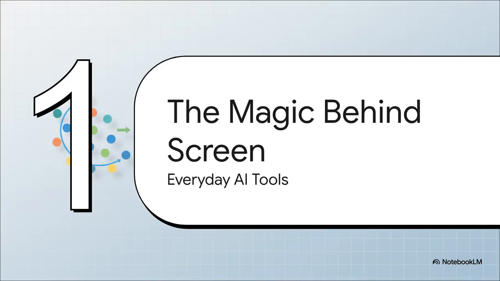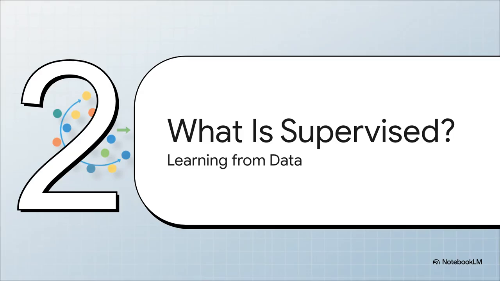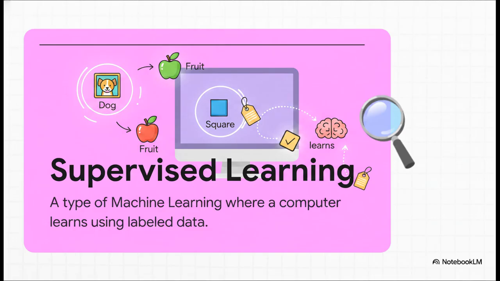Starting with Part 1, the magic behind your screen. Which brings us right into Part 2, what is supervised learning? Okay, here's the formal definition. Supervised learning is a type of machine learning where a computer learns using labeled data. So the crucial point is that word right there, labeled.